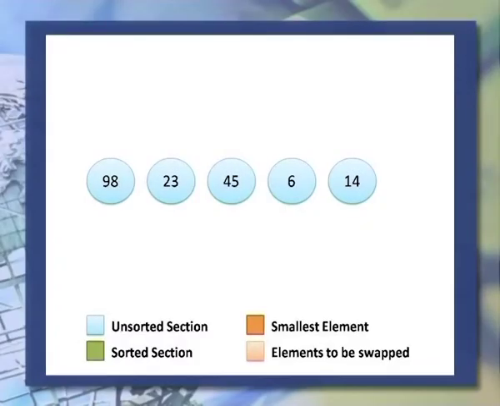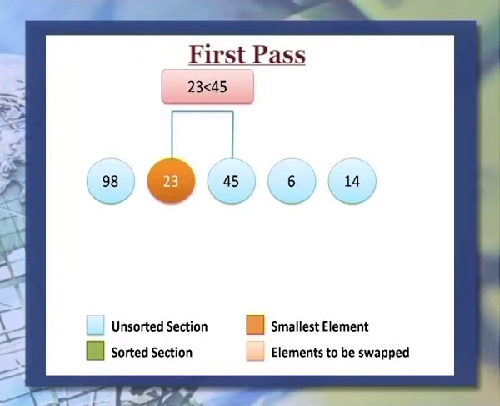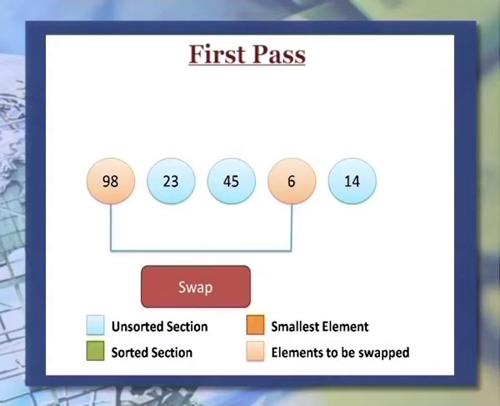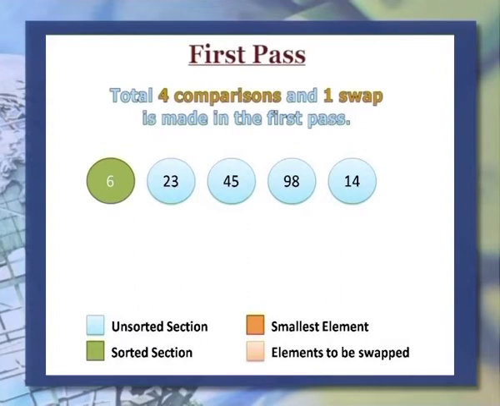We explain this algorithm with an example. Consider an array of 5 elements with values 98, 23, 45, 6 and 14. In the first pass, to find the smallest value in the 5 elements, the algorithm makes 4 comparisons: 98 with 23, 23 with 45, 23 with 6 and 6 with 14. After these comparisons, it finds that 6 is the smallest number. So, it swaps this number with 98 and the array at the end of the first pass is 6, 23, 45, 98 and 14. Total 4 comparisons and 1 swap are made in the first pass.